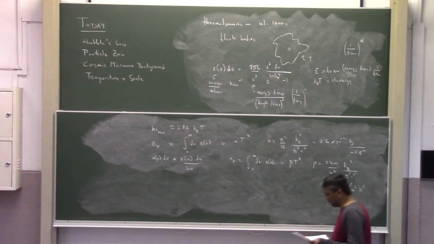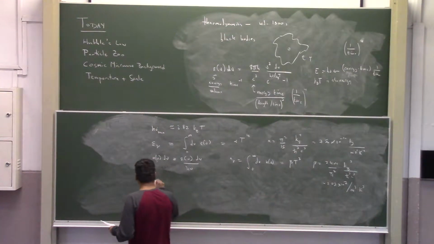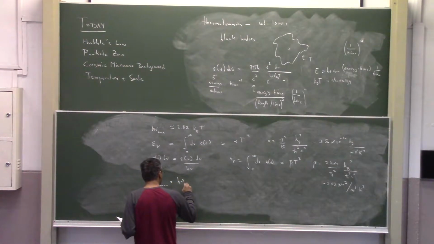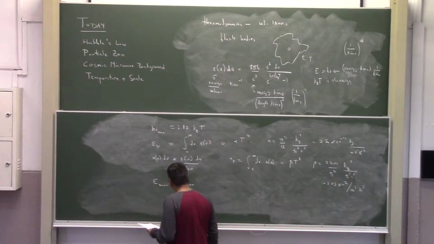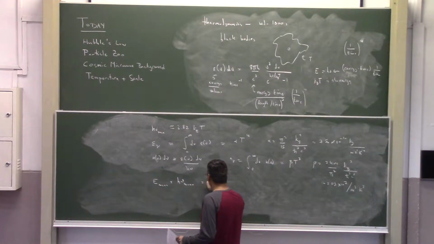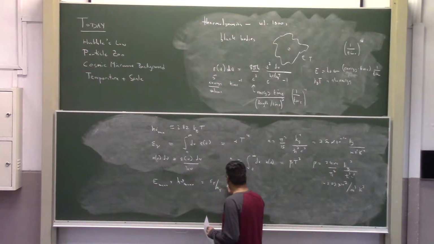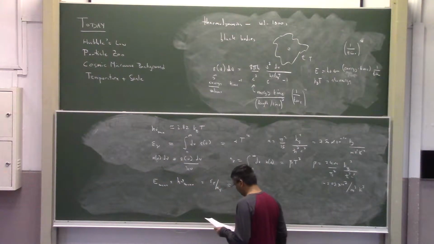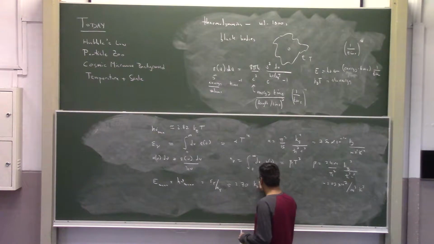So the mean energy is the energy corresponding to the mean frequency, which is the energy density over the number density, and this works out to 2.70 kT.